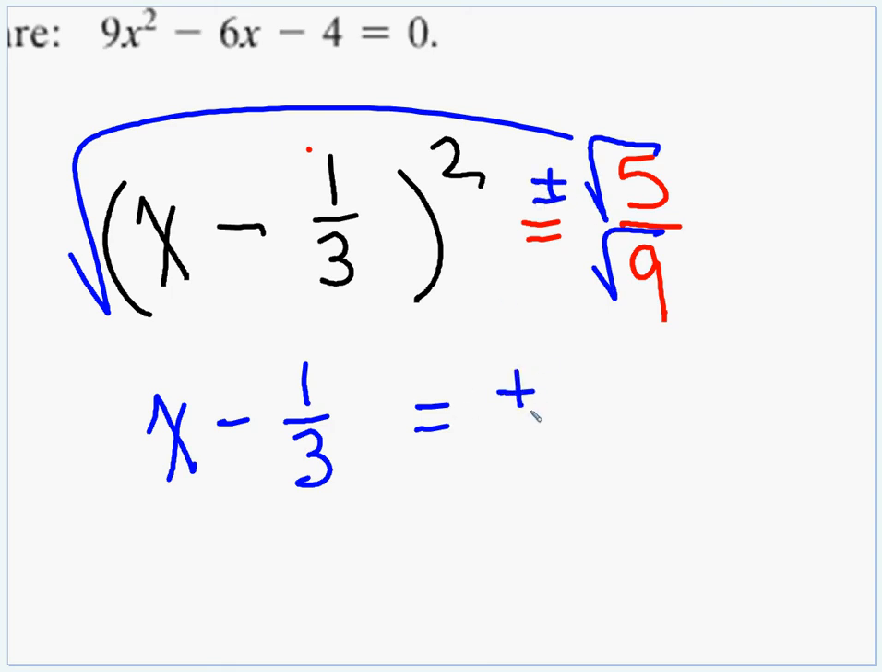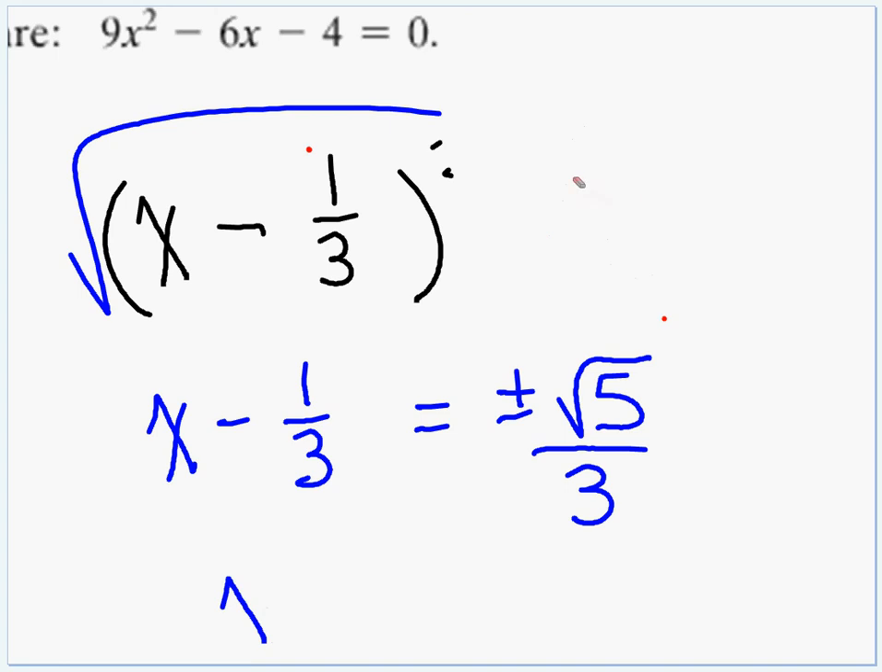Plus or minus. The numerator we can't do much with, leave it a root 5. Downstairs, though, in the denominator, 9's a perfect square, so we can root that to a 3. One last step, let's get x alone.